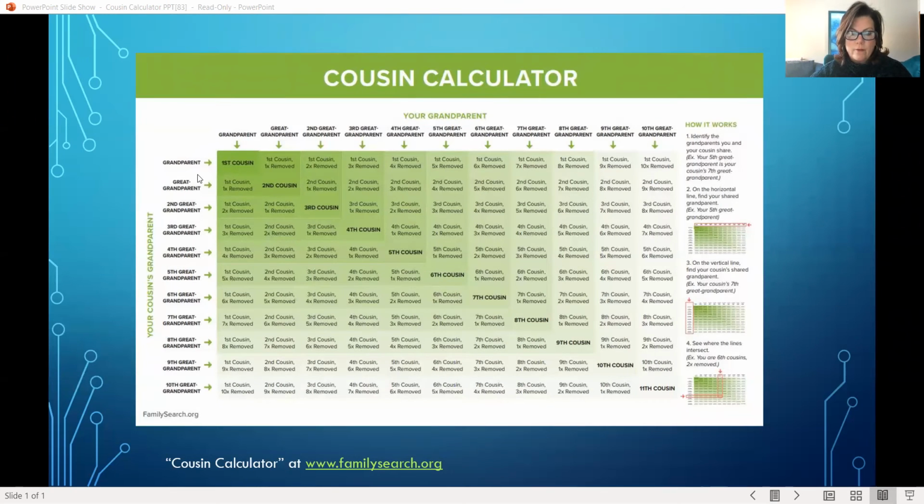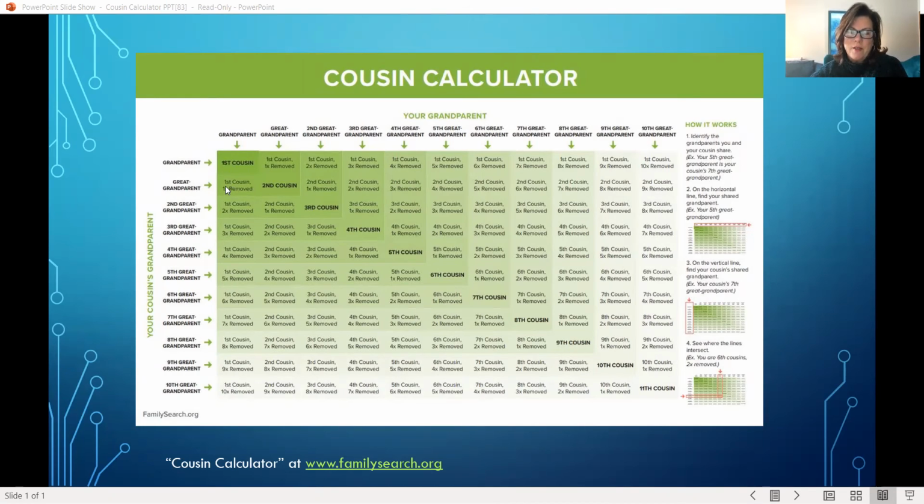Then I'll want to look at the vertical line where I locate the same ancestor for the other person. Now, in my case, it was also his third great grandparent. So if I follow that across to my third great grandparent, I find out that he and I are actually fourth cousins. You can do the same thing. So let's look at, say, your mom's cousins. Your mom's cousins share a grandparent, but to you, that person is a great grandparent. That means they're your first cousin once removed.